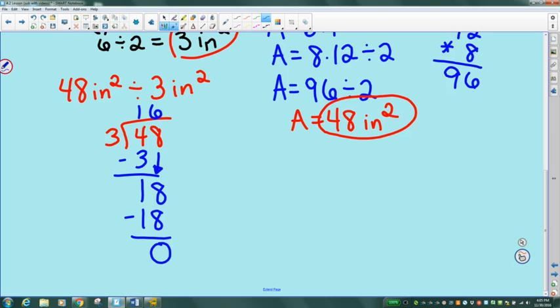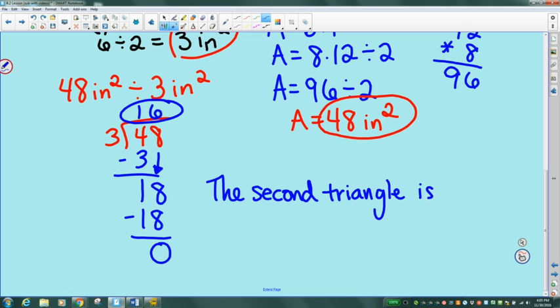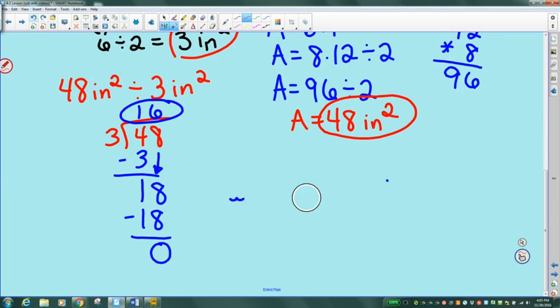So this is telling me what? The second triangle is 16 times, or even, not even the second triangle, the area of the second triangle. The area, sorry about that. The area of the second triangle is 16 times greater.